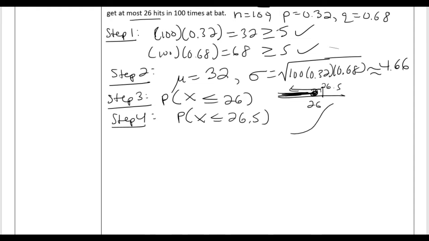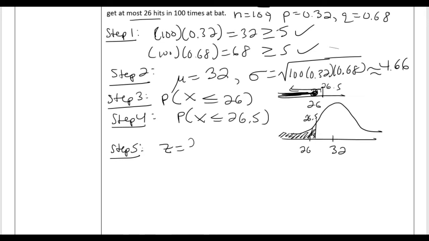Now we can graph it, just a quick graph. Mean is 32, let's say 26 is over here, and then 26.5 is there. So then we want less than or equal to. So there you go. Step 5, we are going to calculate the z-score. We only have one z-score to do, which is 26.5 minus mu divided by the standard deviation that we found over here.